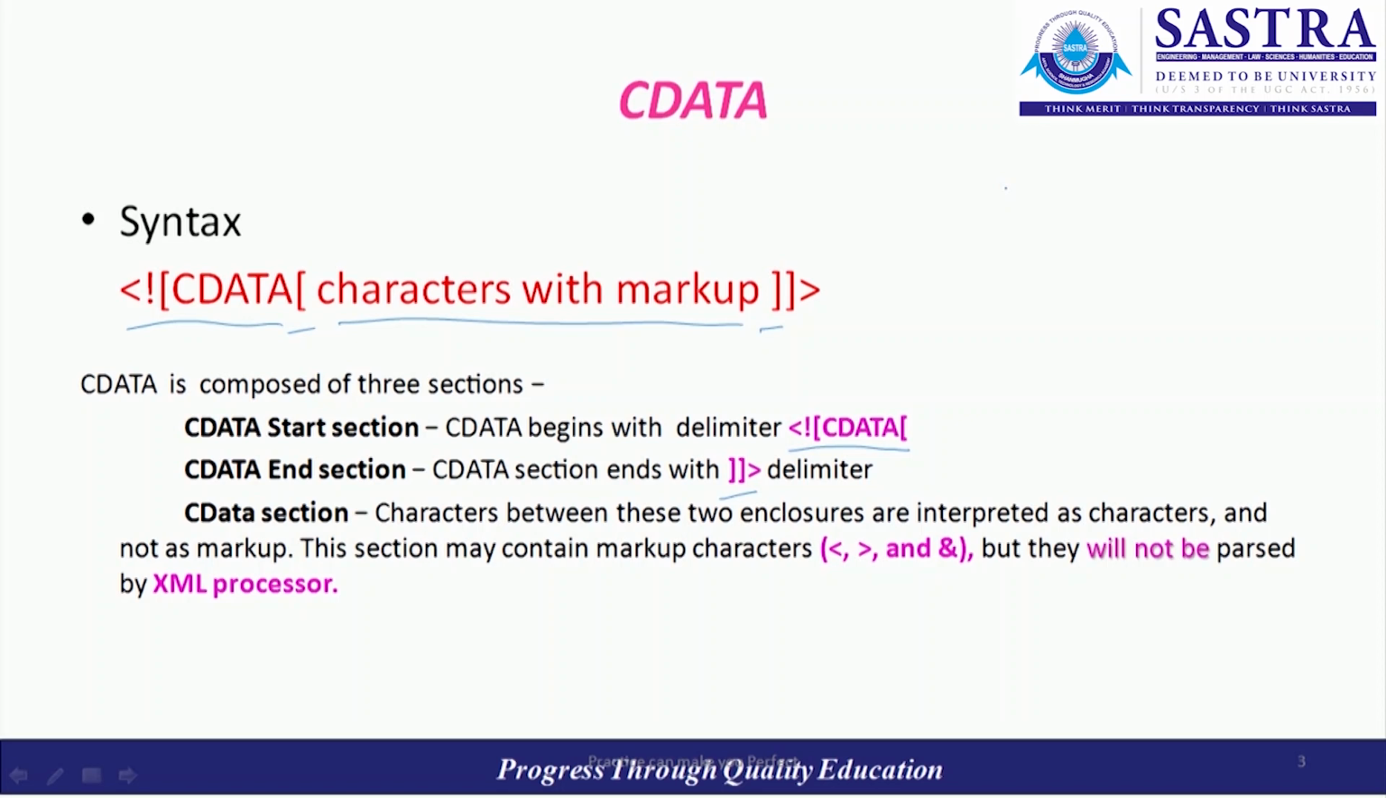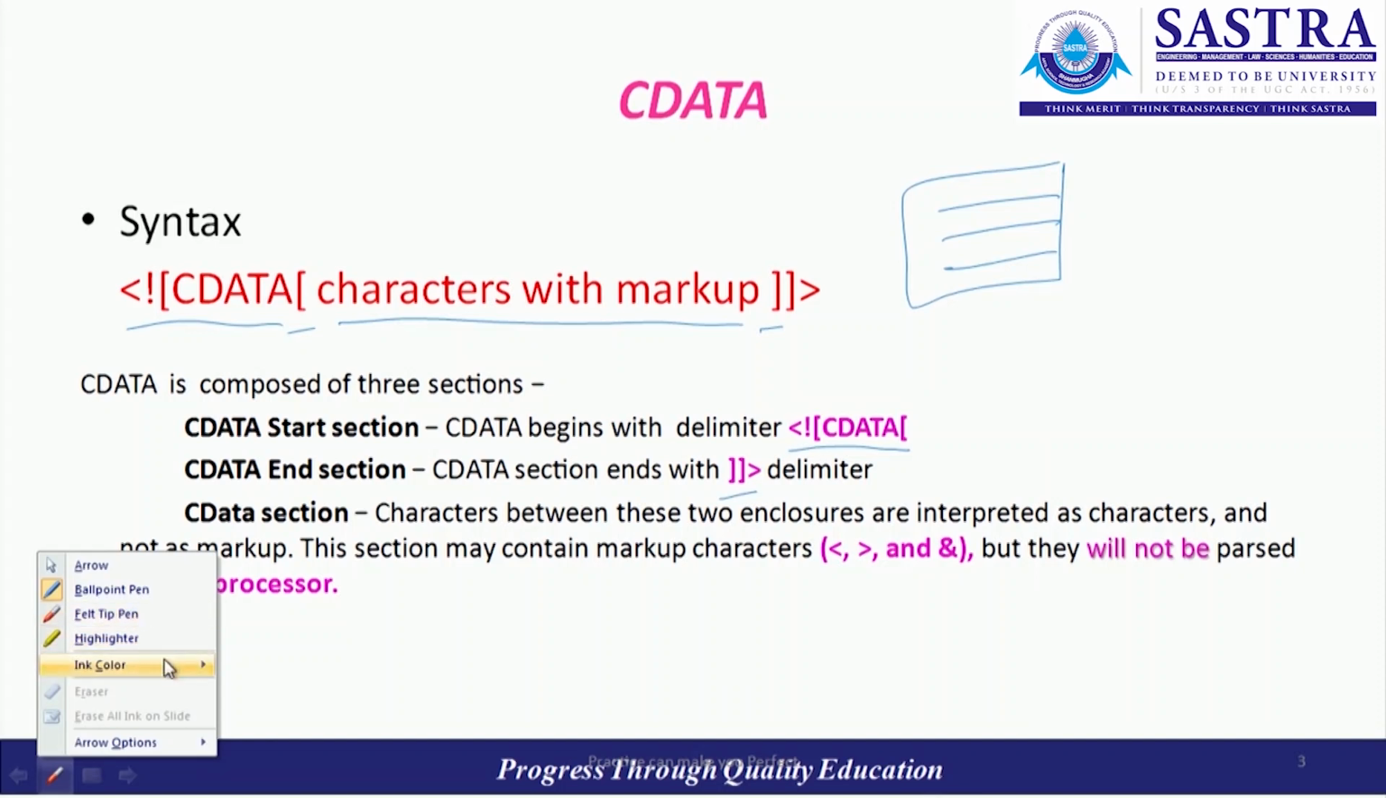Say for example, I want to give some text that should not be parsed by the XML parser. In that case, I have to use CDATA. It is a very good method of including character data to avoid the XML parsing process. Here, the XML document can be written in the way I can show you.